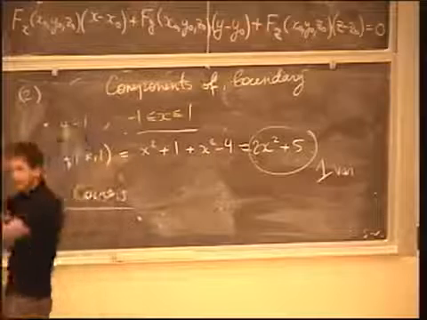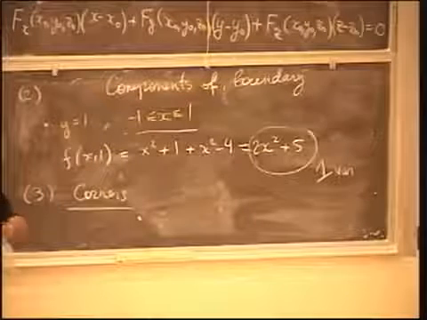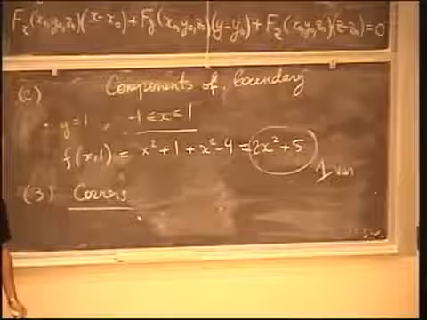So now you compile the list and you evaluate the function and you choose the one where the value is maximal. So that's how you do it.